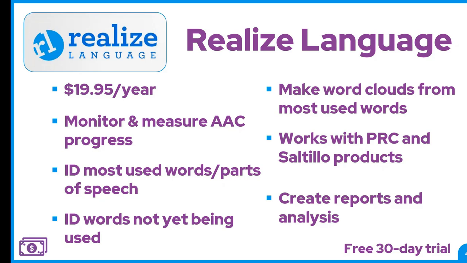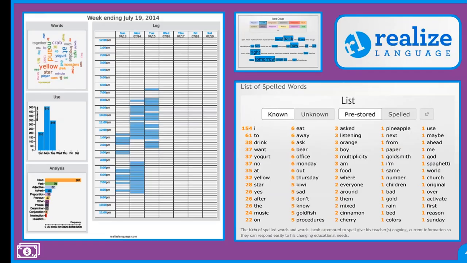So there's also Realize Language, which is also a subscription-based product from PRC Saltillo, which is a really cool tool that not that many people know about that allows you to monitor and measure AAC progress in individuals who are using PRC Saltillo products. You can make word clouds from the most used words from a student's device or an adult's, a client's. You can create reports and analyses. Let's say you were trying to figure out which words to target. This data collection tool will actually allow you to see what words are not being used at all. Are we missing prepositions? Are we missing past tense verbs? So there are some really wonderful supports through Realize Language. You can pull up charts with how the language is being used. You can pull up lists of not only the words that are being used, but how many times they're being used. You can see word clouds, like I said before.